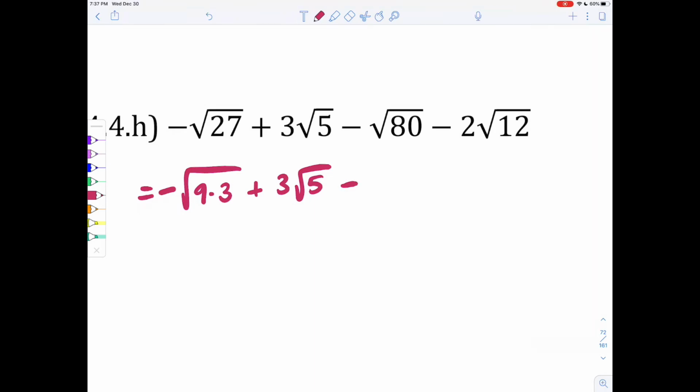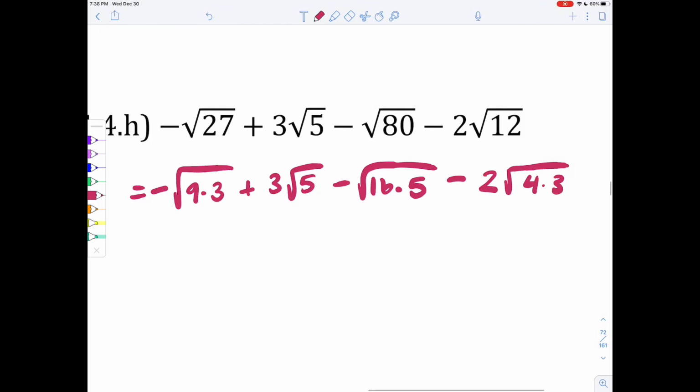80. Remember in one of our first, second lesson, I think, we're like, oh, 80, well, that's just 4 times 20. But then Mr. A's like, oh, but there's a faster way. And it was root 16 times root 5. I remember that too. So I'm just going to jump there. And then I have 2, and then root 12. Well, root 12 I could write as root 4 times root 3.